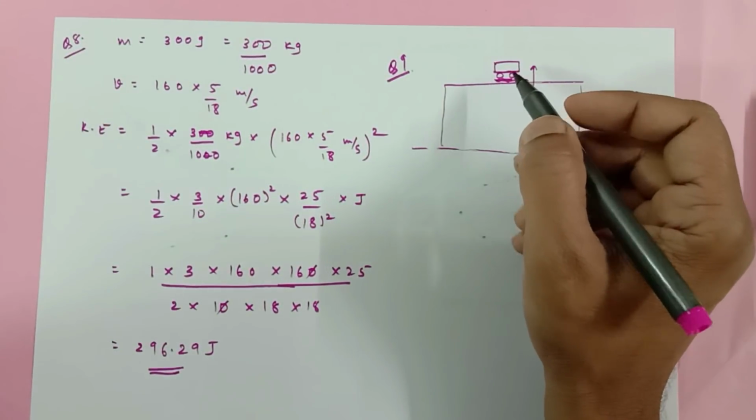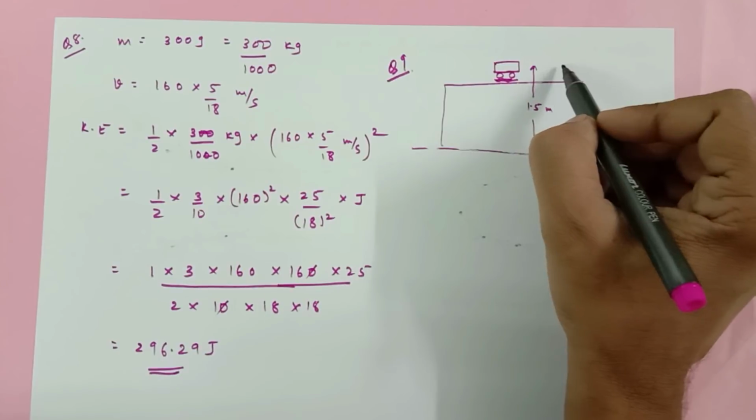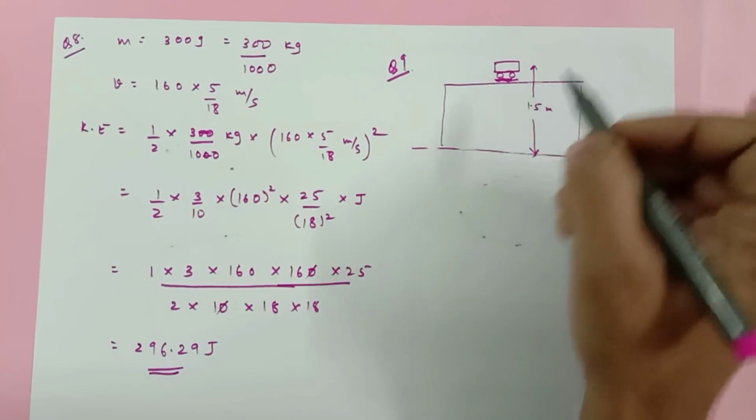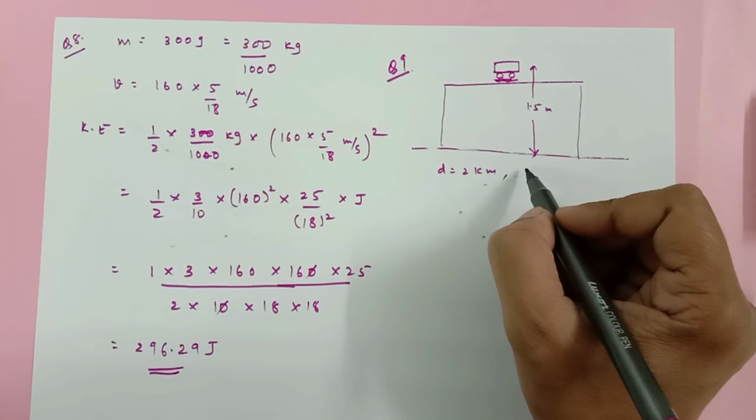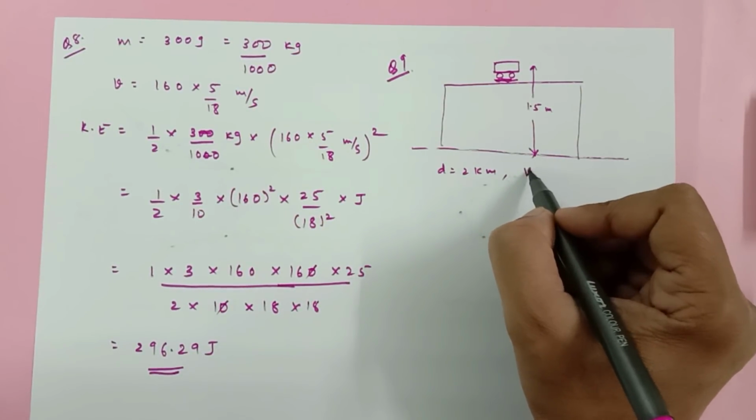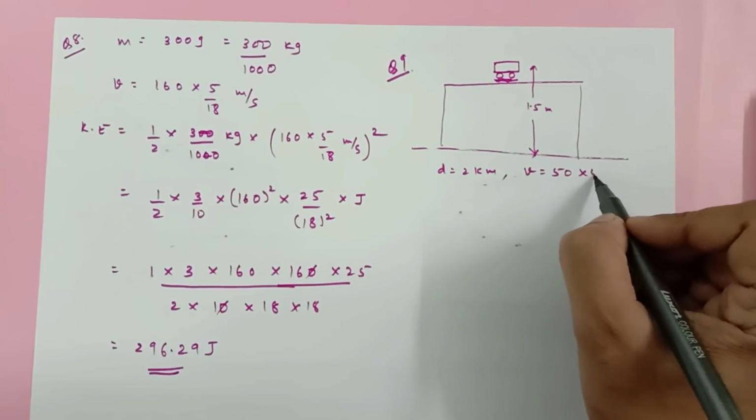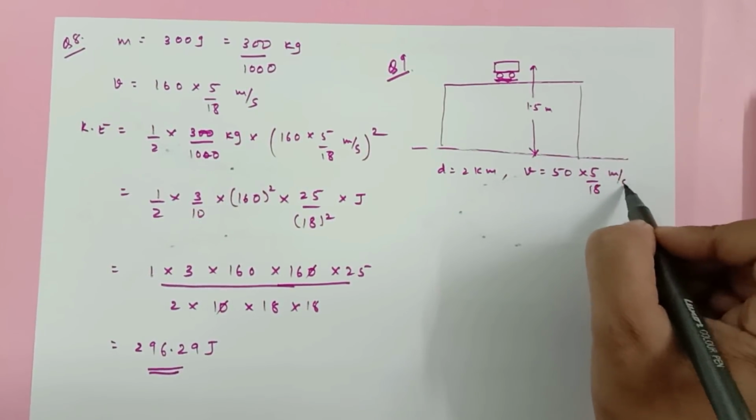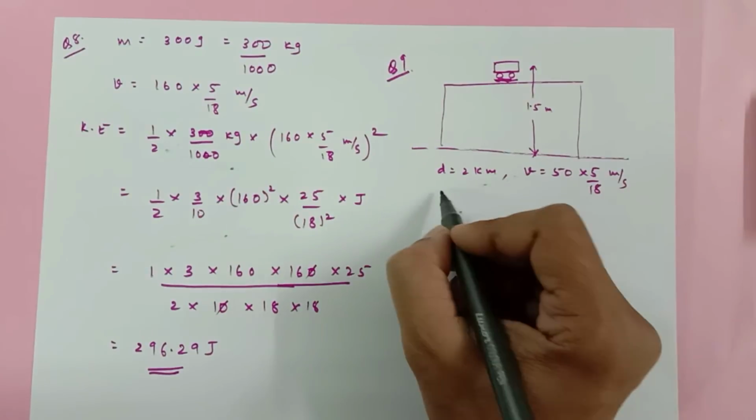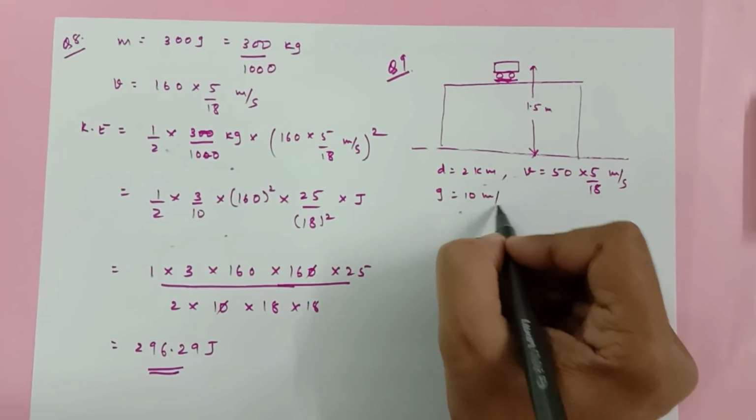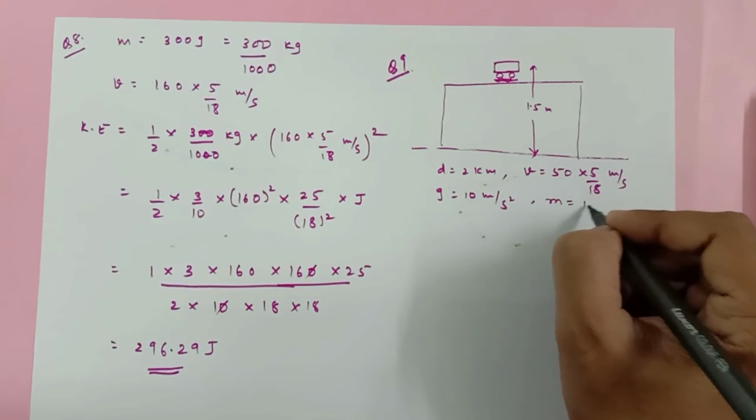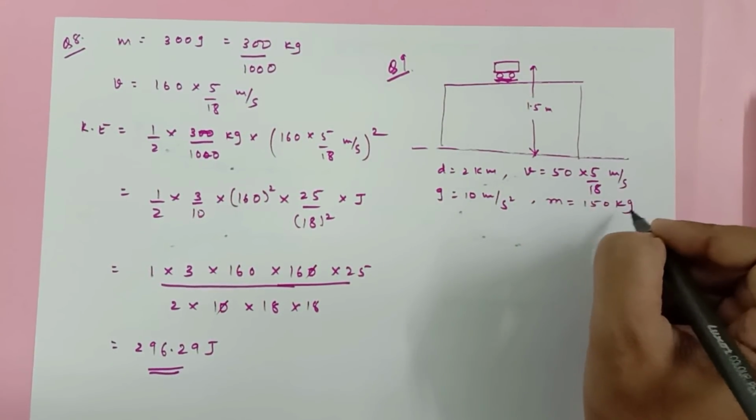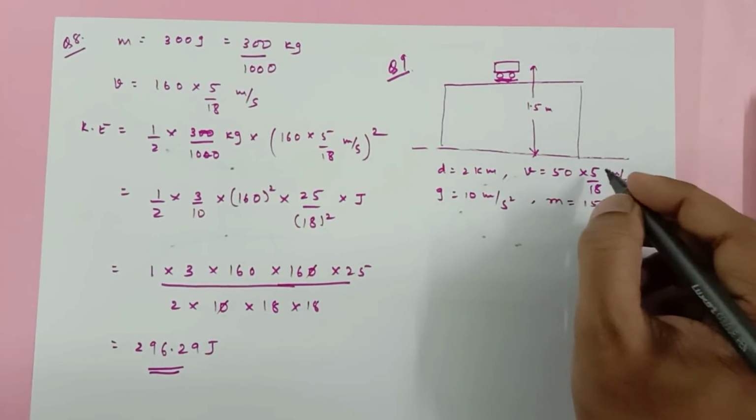And then the scooter travels a distance of 2 kilometers. Speed is 50, and that multiplied by 5 by 18, then and only then we will get our answer in meter per second. g is 10 meter per second square, then mass is given as 150 kilogram. So since everything is not in SI unit, we need to convert this also in SI unit.